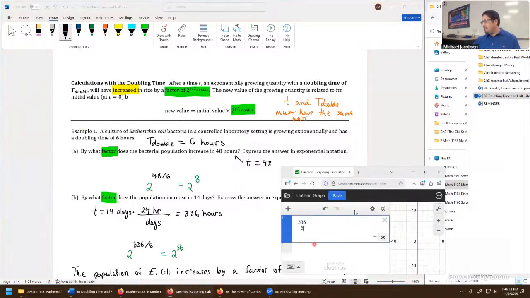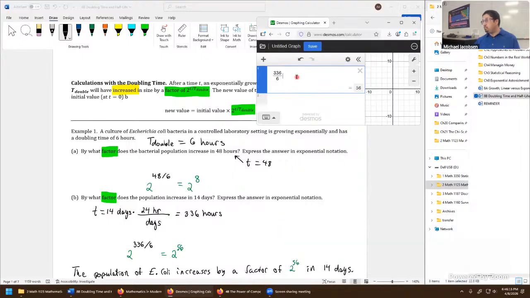So if we, again, had a larger question going on here, if it asked us, what's the population size after 14 days? Maybe they gave us an initial population size to work with that. If it started with 50 and we know a growth factor of 2 to the power 56, then that will tell us this many bacteria using scientific notation, approximately 3.6 times 10 to the power of 18, E. coli in 14 days.